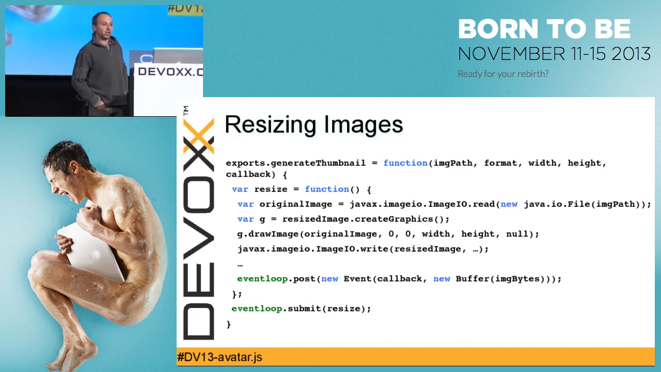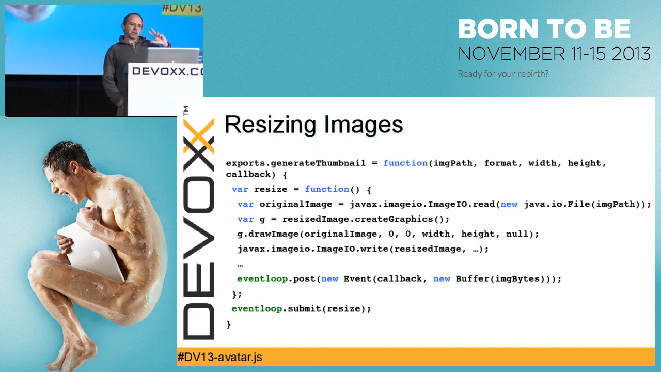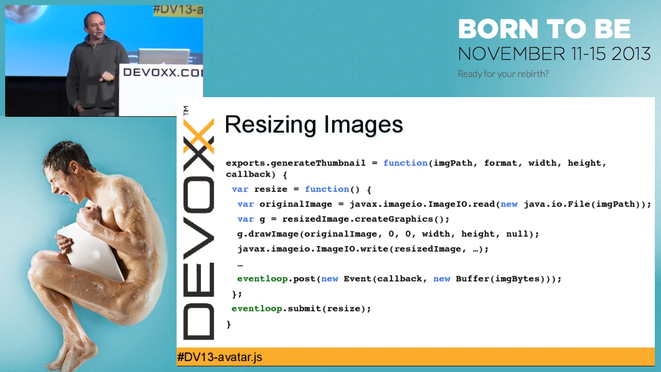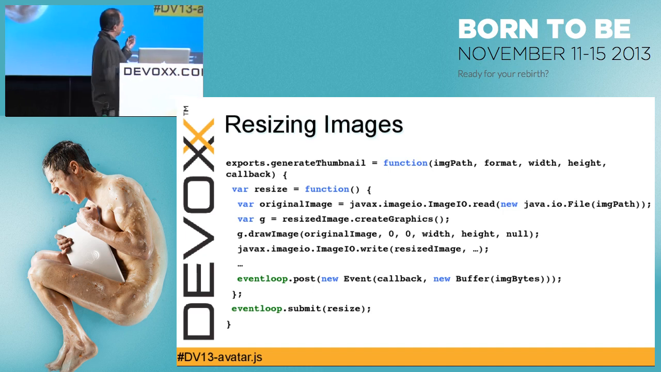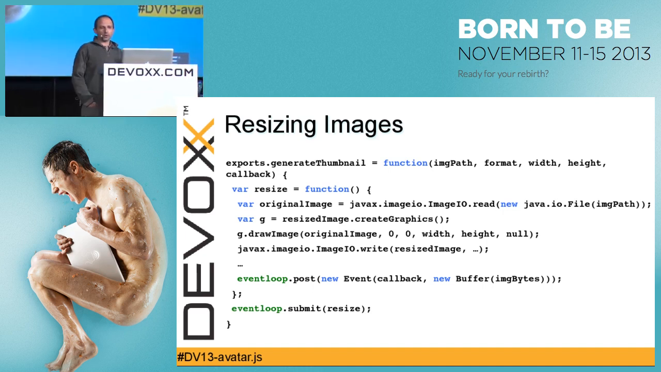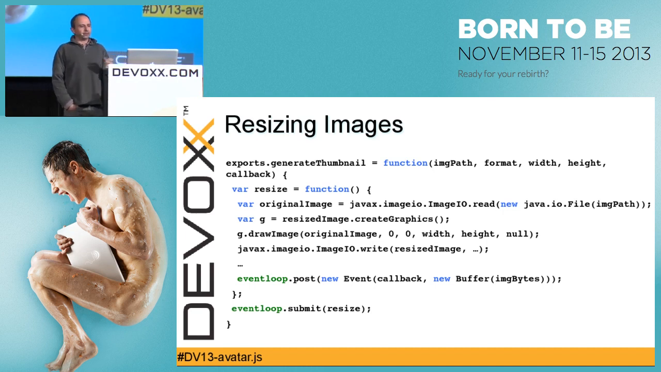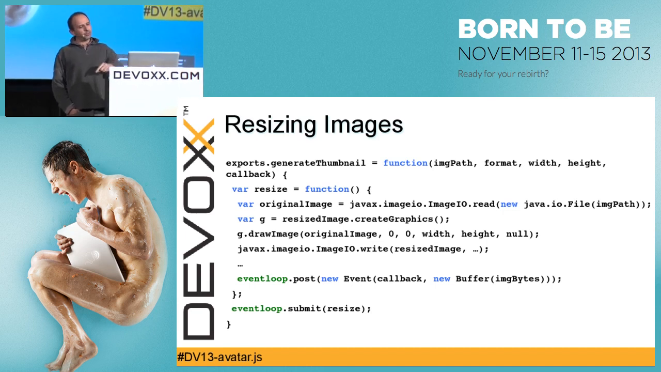Resizing an image. Again, another module that exposes a single method, generate thumbnail, that takes an image path and the dimension of the thumbnail you want to be generated, and again a callback that will be called once generation has been done. Resizing is done in a background thread, so we are defining a resize function that does the job.